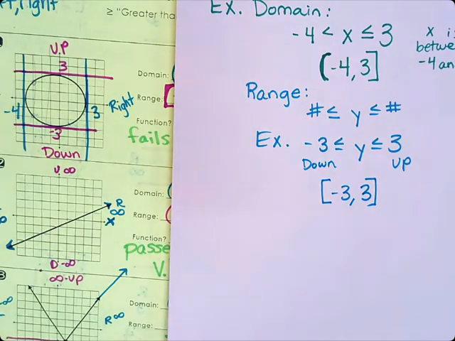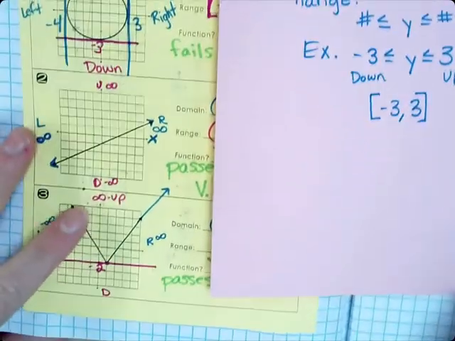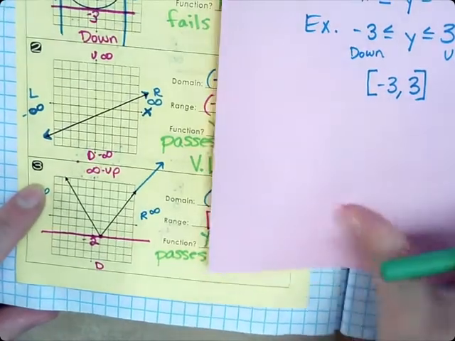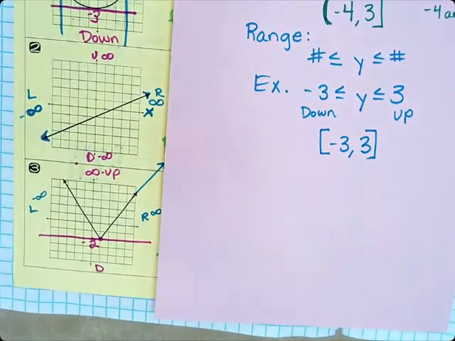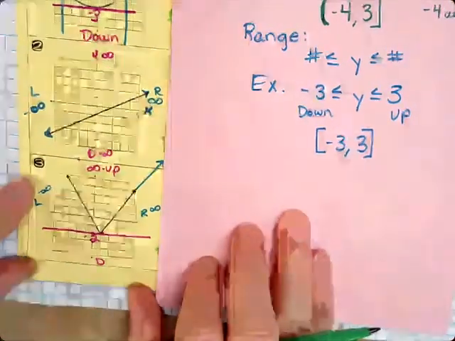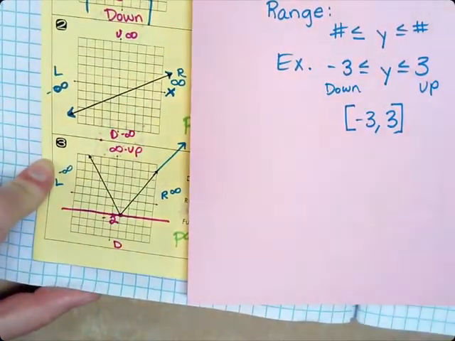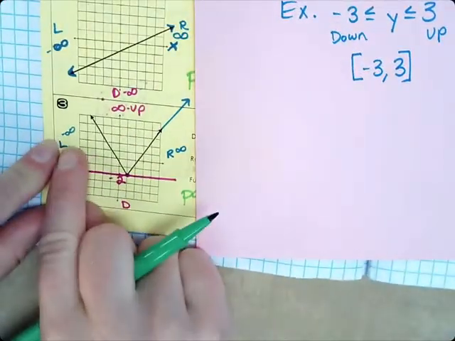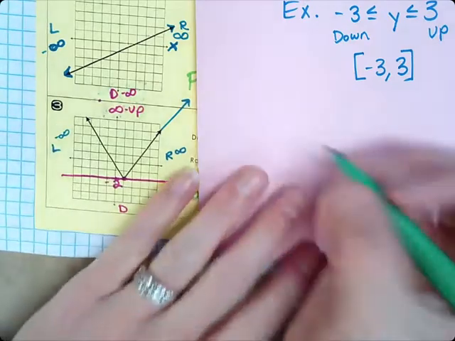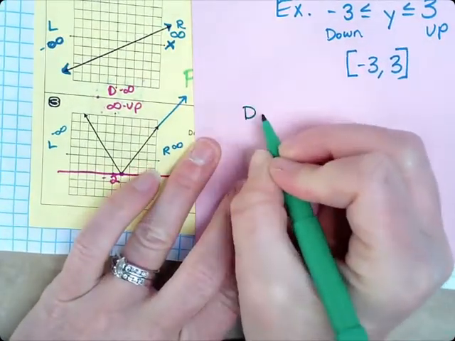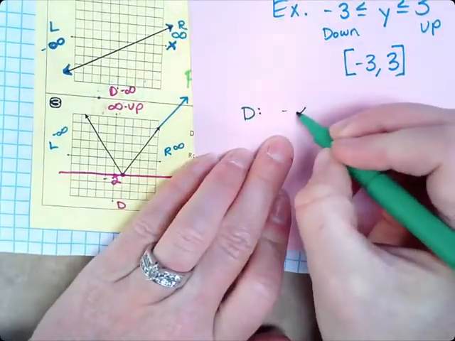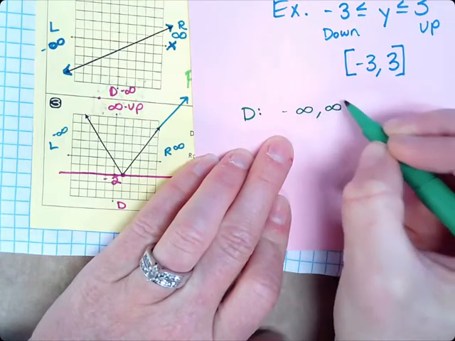Okay, so this was from example 1. We're going to go to this next one, example 3. For number 3, the domain is from left to right. So in this case, it was -infinity to +infinity.